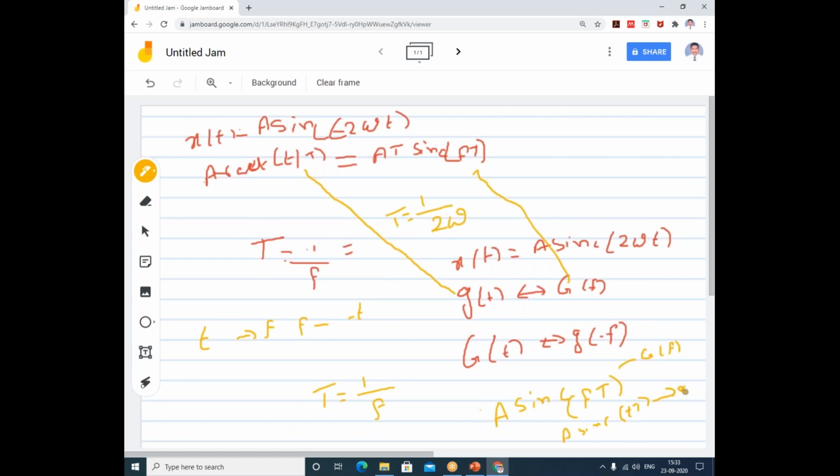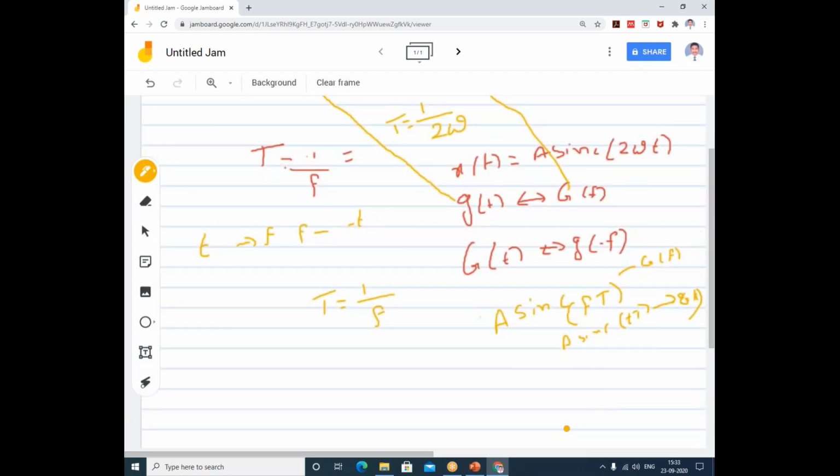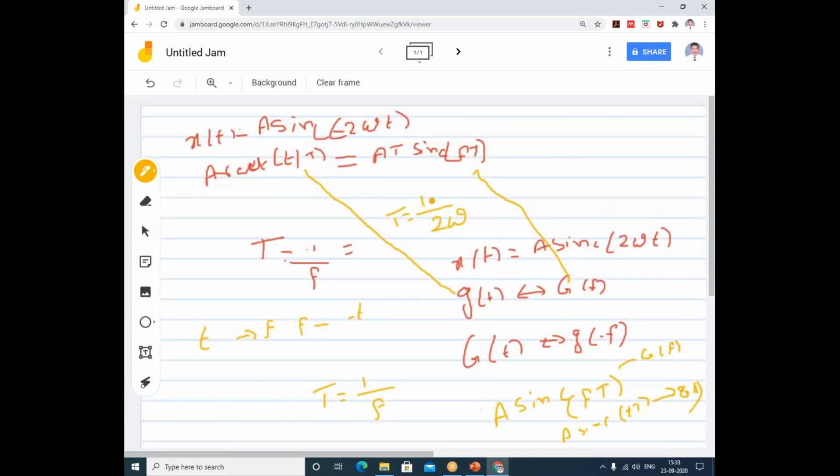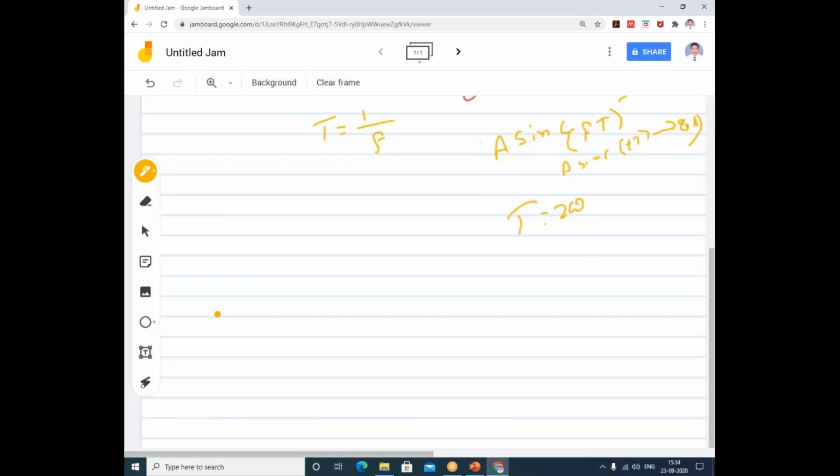Now please try to understand. This is what your capital G of t is. But if you observe this capital G of t, which is A sinc 2 omega t, I can compare this capital T with this. My capital T is 2 omega. My capital T is 2 omega. So now observe it. If you write this capital T as 2 omega, then observe this equation. I can write A rect t by T, which is equal to AT sinc fT.